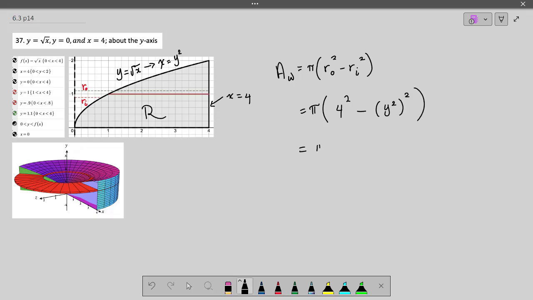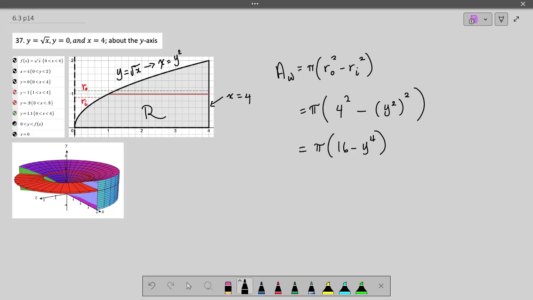So this will give us the area of the washer at a height of y. If we plug in y equals 0, we are going to end up with a disk because there won't be a hole there. If we plug in y equals 2, we should get 0 because that doesn't have any area when you rotate a point around. So if we plug in 2 for y, yeah, we get 0. If we plug in 0 for y, we get 16 pi.